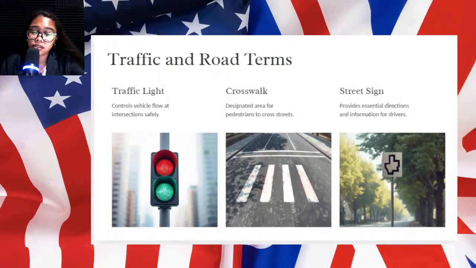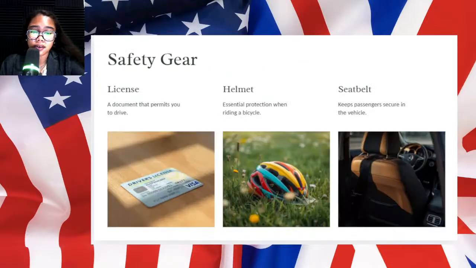Again, we've talked about traffic light, crosswalk, and street sign. Let's move on to safety gear. Okay, we have the license, helmet, and seat belt. Now, what is a license? Let's start with the license.